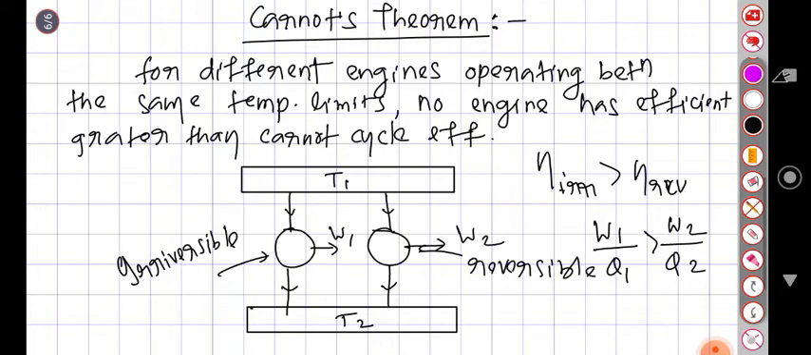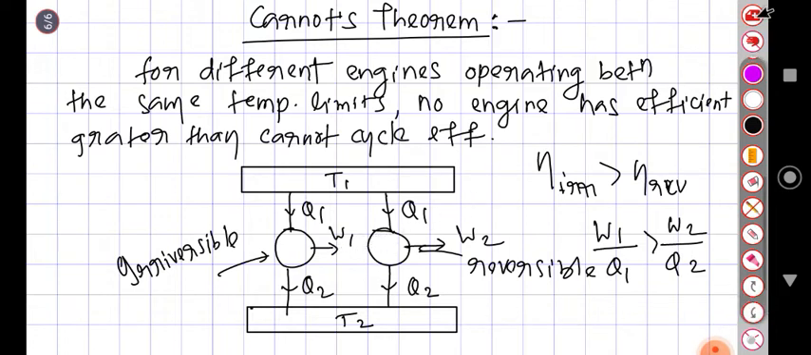Now, let me go to the next slide. This is Q1 supplying here, and this is Q2 rejecting heat to the sink 2, right? Whatever W1 I am getting from this, let me do it in the next page.